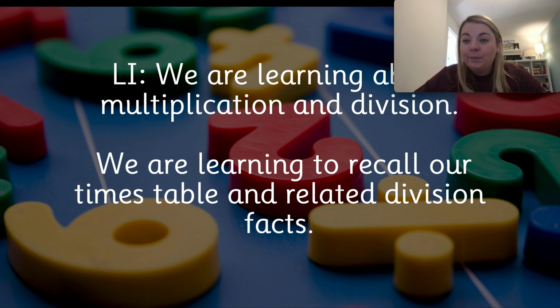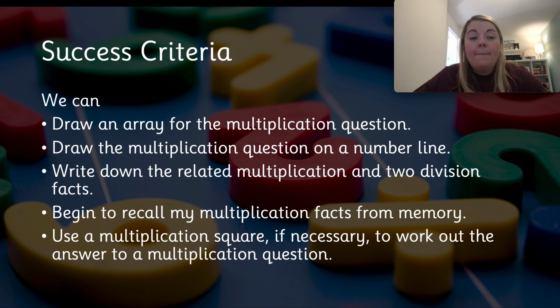So we're learning about multiplication and division, and this week we're focusing on recalling our times tables and related division facts. By the end of this week, I would like you to be able to draw an array for a multiplication question. Draw a multiplication question on a number line as a way of working out the answer. Write down the related multiplication and two division facts from one multiplication sum. So you're using the inverse to work out the division facts, and you're using your switchers.